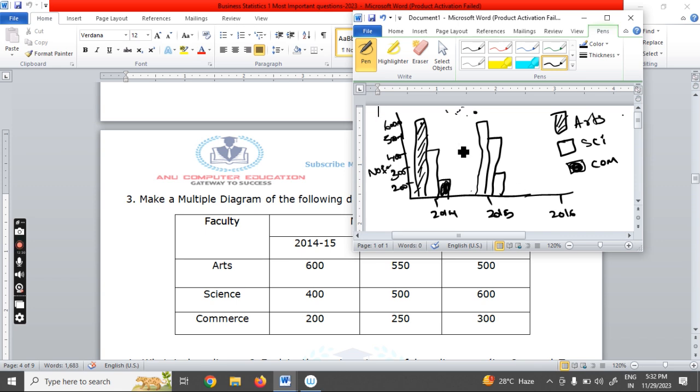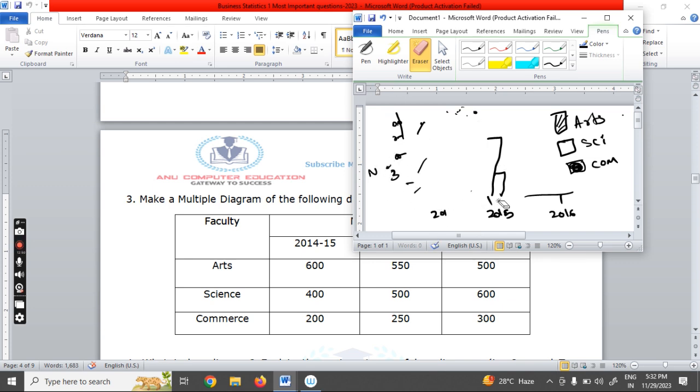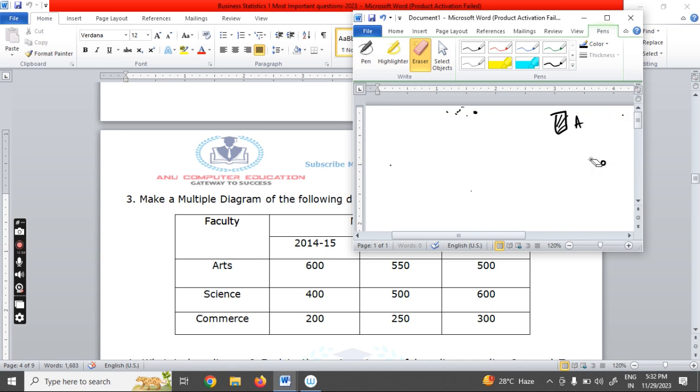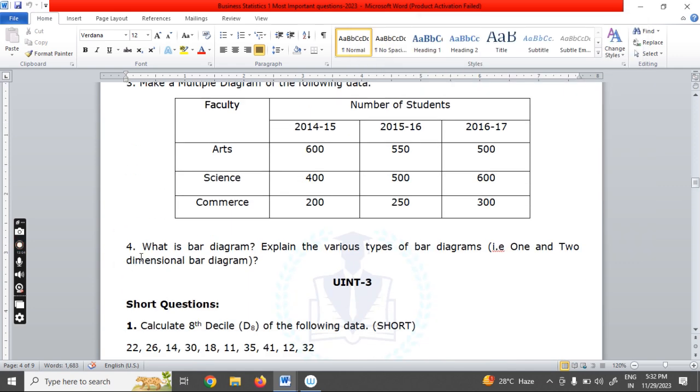Okay, so next, now I'll go to the next question. I'm just showing how to do the problem in the final exam. These are very important questions. In the exam also there is no need to do everything. Whatever way I'm explaining, the same way you have to practice it.